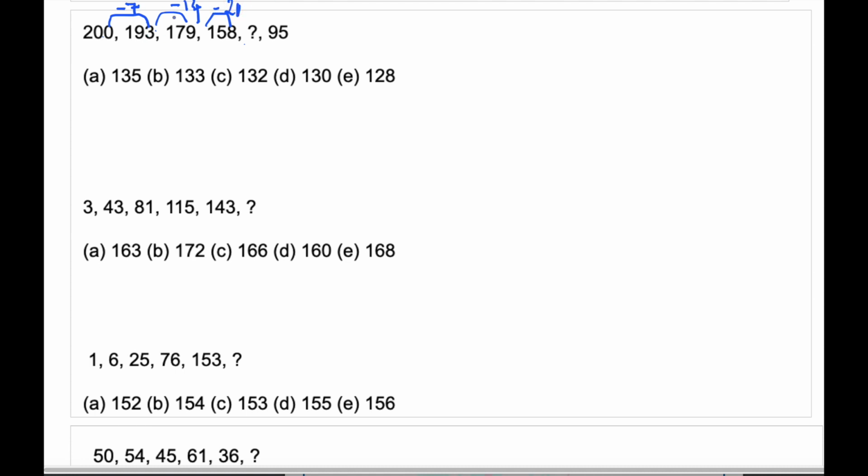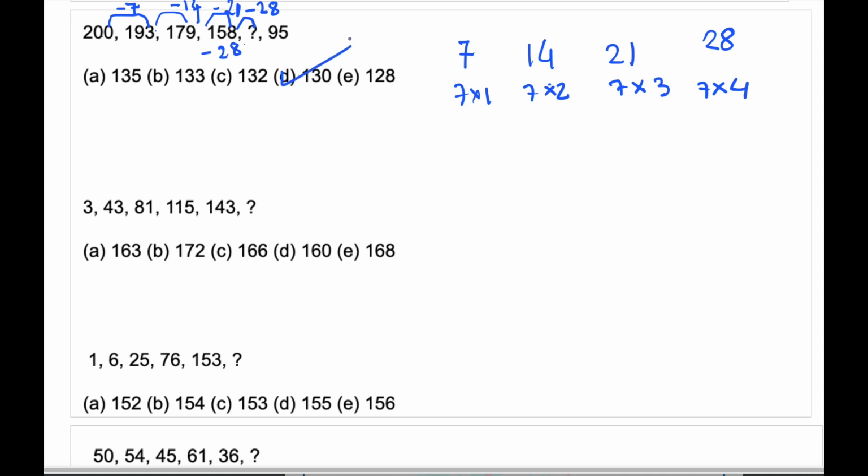Okay, so can you see a pattern? Can you find a pattern? 7, 14, 21, which means 7 into 1, 7 into 2, 7 into 3. So next should be 7 into 4, that is 28. So this one should be minus 28. Okay, so 158 minus 28 is how much? 130. So option B is the answer. Very easy, right? Option D is the answer.